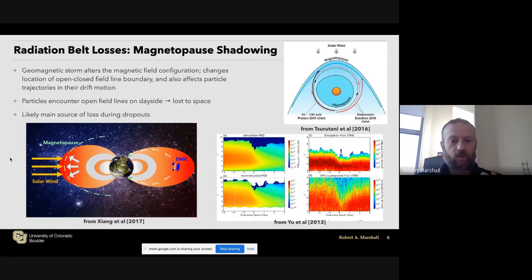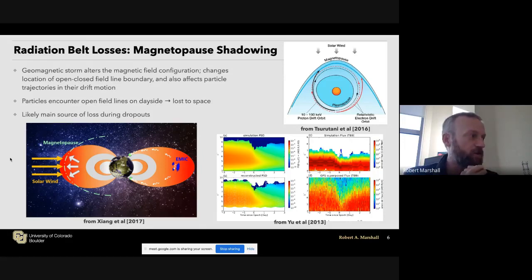This is the process by which these particles, as they're drifting around the Earth, doing that drift motion I just talked about, are lost. The diagram here on the top right shows you a conception of what happens. During a geomagnetic event, the magnetosphere is compressed, and the magnetopause, which is the boundary between open and closed field lines, can be pushed inwards closer to the Earth. And so particles that are drifting around the Earth on the night side, when they reach the day side, will reach open field lines and be lost to space. So that's the basic concept of magnetopause shadowing.